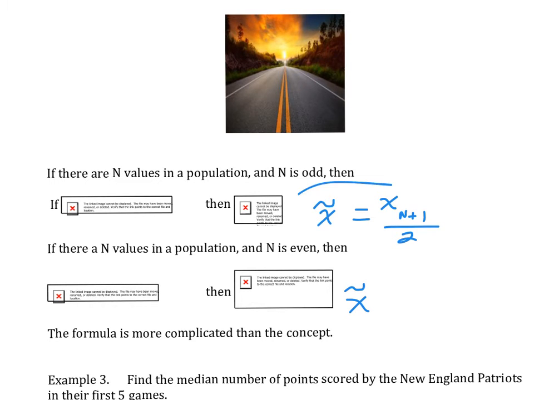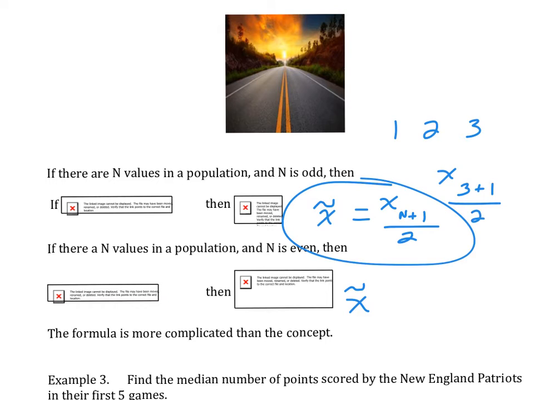So we'll go through this one. That's an odd number of values in a data set. If that is the case, then we're going to take the number of values in the data set. Let's do a simple one. 1, 2, 3. 1, 2, 3 data set. It's got 3 values. It's an odd number. N represents the number of values. So it's going to be x sub (3 plus 1) over 2. That's x sub 4 over 2.